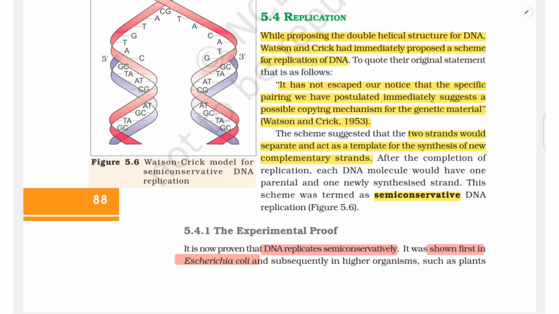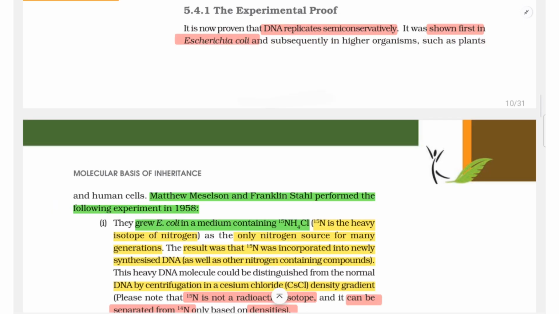Watson and Crick, 1953. The scheme suggested that the two strands would separate and act as a template for the synthesis of new complementary strands. After the completion of replication, each DNA molecule would have one parental and one newly synthesized strand. This scheme was termed as semi-conservative DNA replication, figure 5.6.